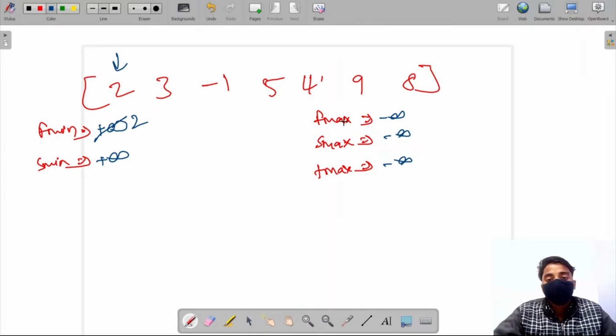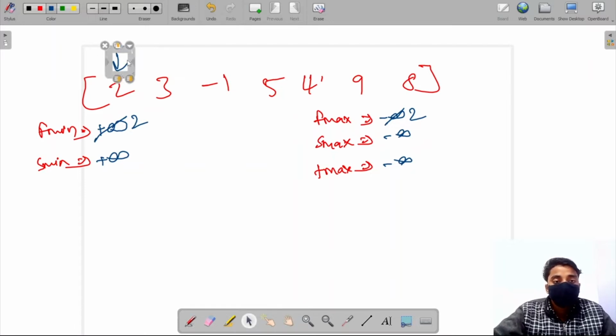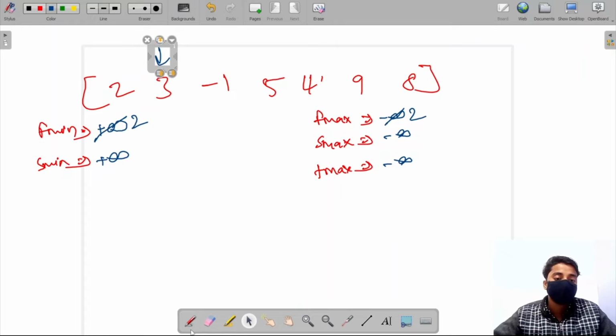Now it will check for the first max. Is 2 greater than minus infinity? Yes, it is. So first max will be updated by 2, and the second max and third max are still negative infinity. Now we are at the second element of the array.